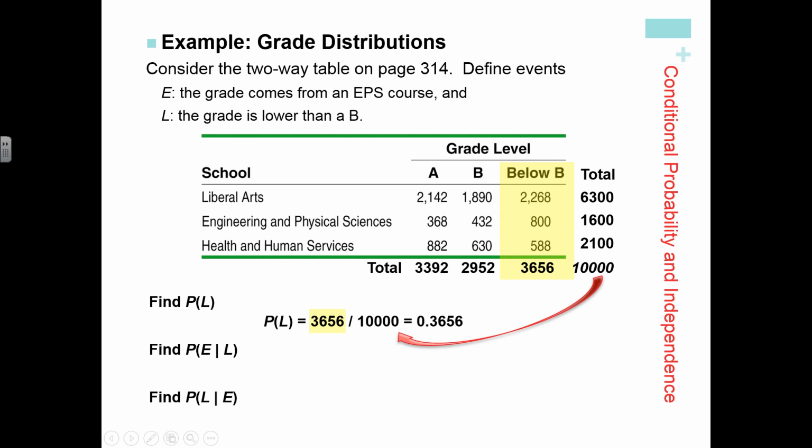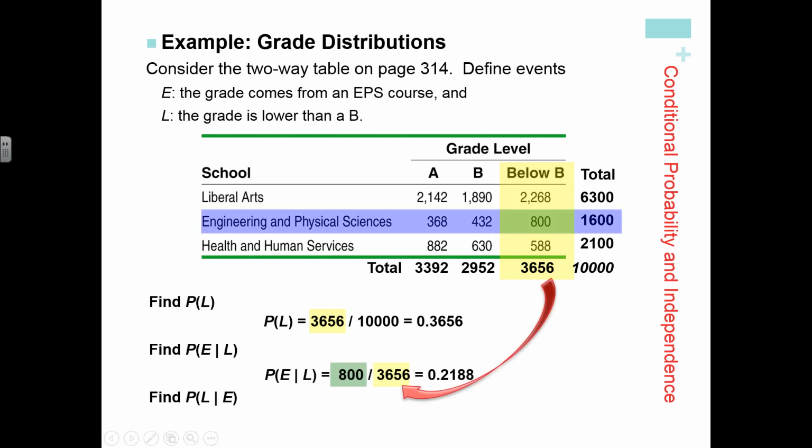So this time, I don't care about an A or a B. All I care about is the grades that are lower than a B, because they're saying this person's grade is lower than a B. What's the probability of them being in an EPS course? So in this case, I'm only going to look at this lower than a B or below B category, and I'm going to find the cell that's for the EPS course, which is 800, and this time I'm dividing it out by the 3656. In other words, I'm not dividing it out by the grand total. I'm dividing it out by what I know is to be true, what I know was given. All right, so we divide it out by the 3656, and we get 0.2188.